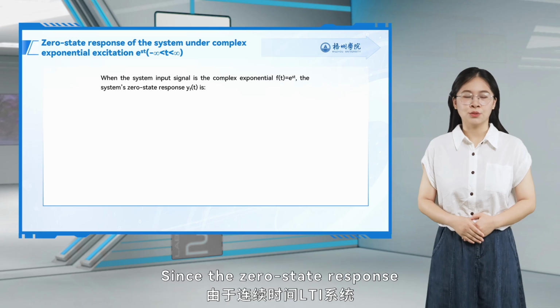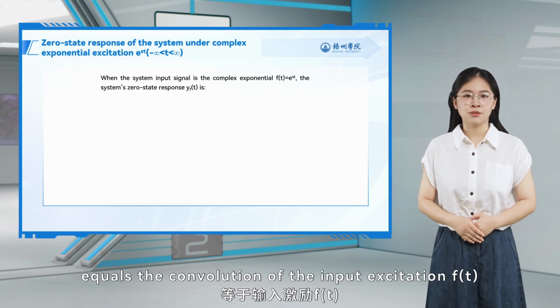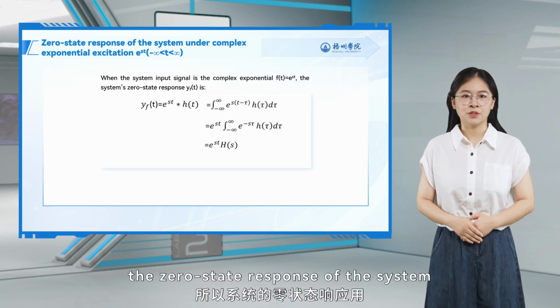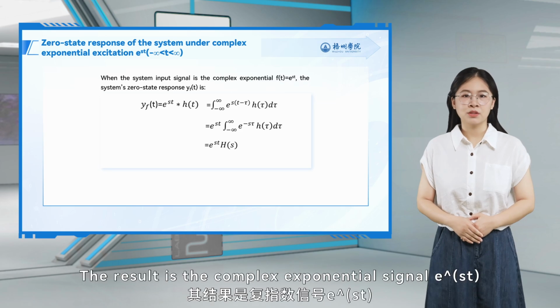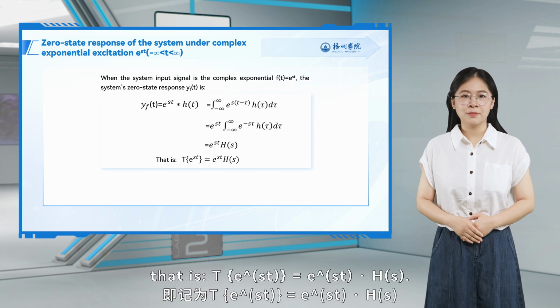Since the zero-state response of a continuous time LTI system equals the convolution of the input excitation f of t with the system's unit impulse response h of t, the zero-state response of the system is given by the following formula. The result is the complex exponential signal e to the power of st multiplied by a factor h of s. That is, T of e to the power of st equals e to the power of st times h of s.